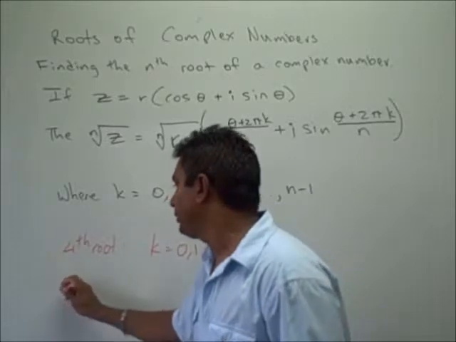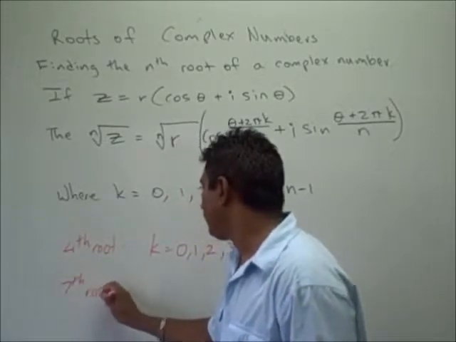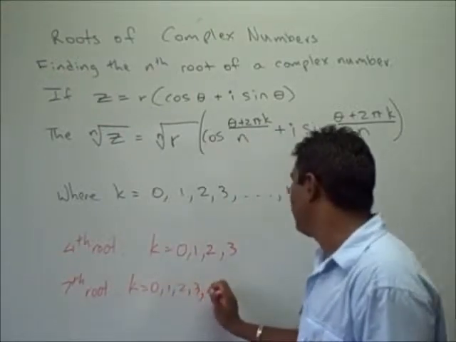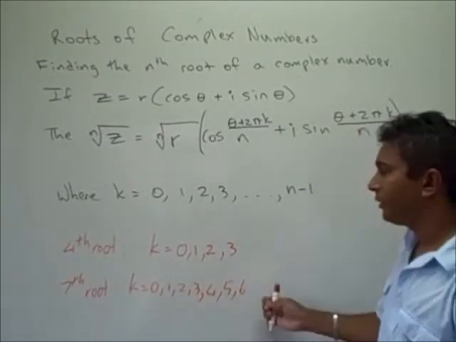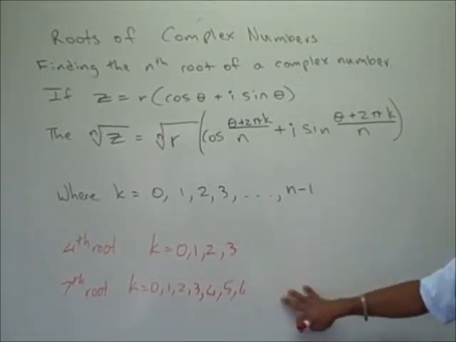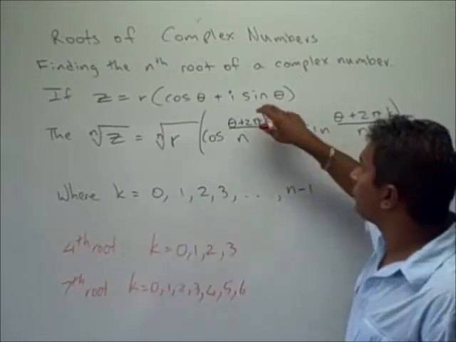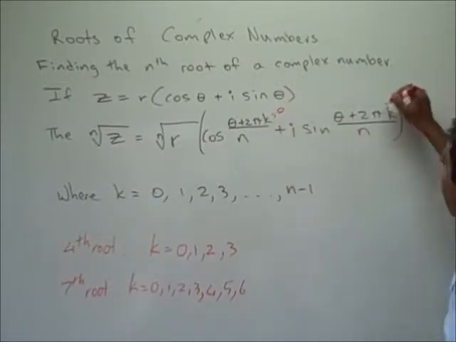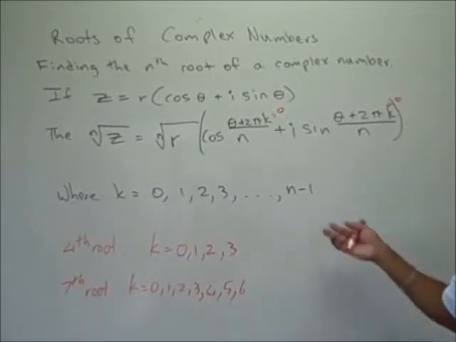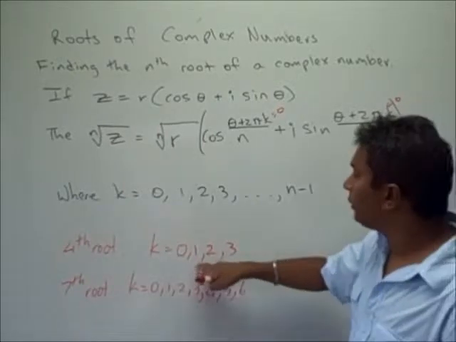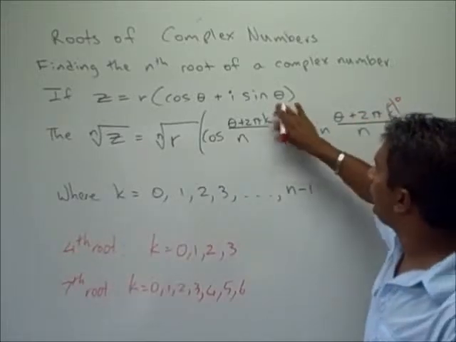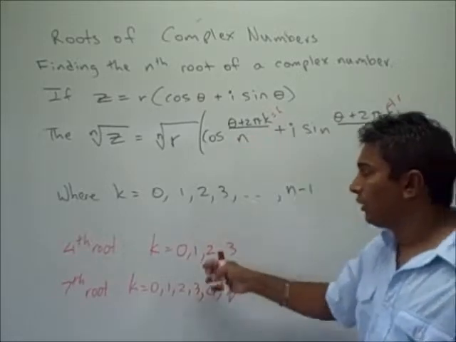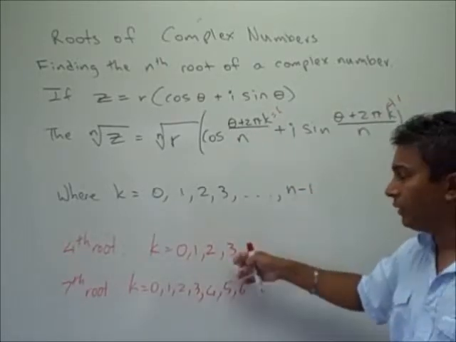If we're finding the 7th root, then k is equal to 0, 1, 2, 3, 4, 5, and 6. Once again, 1 less than the root we're finding. So here we have to substitute 0 for k. So we're going to do all of this with k is equal to 0. After we've evaluated that, we have to redo the exact thing with k is equal to 1. And then we have to do it again when k is equal to 2. And again when k is equal to 3.